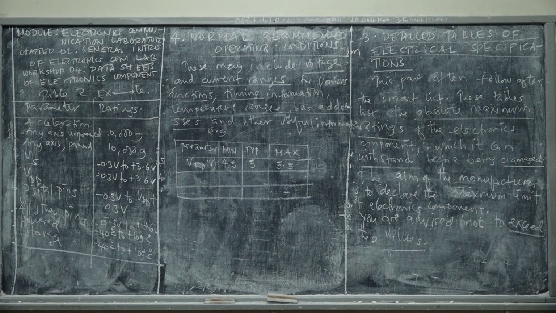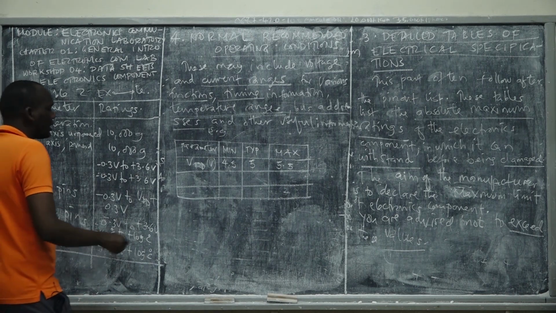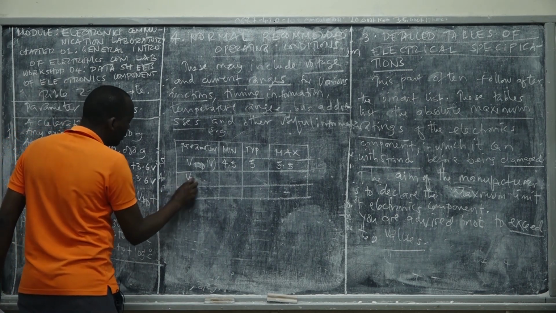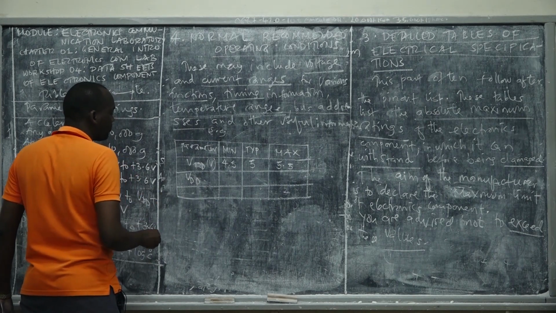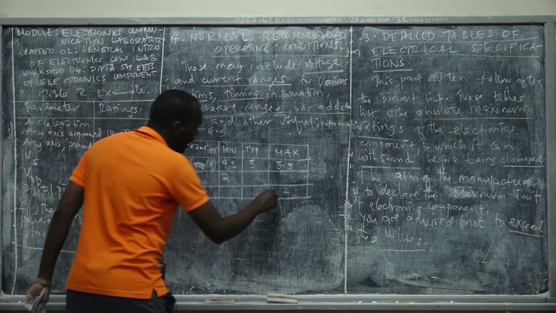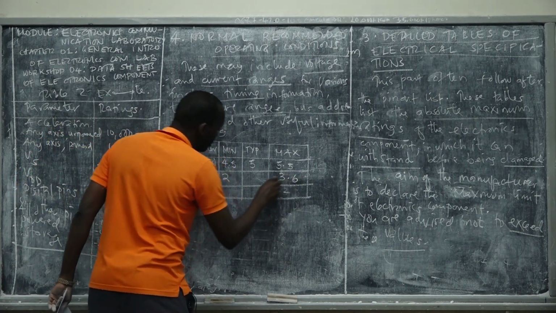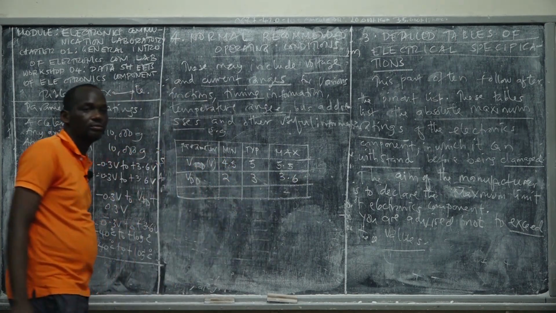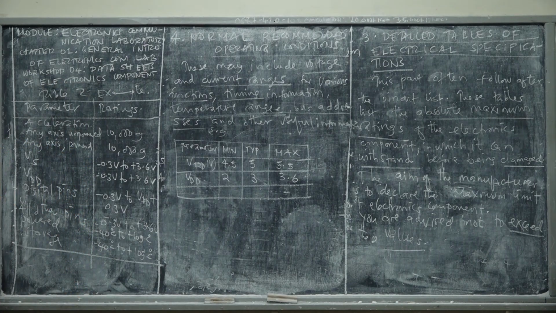Okay? So for instance, for the VDD of the accelerometer, minimum is 2 volt. Right? Maximum is 3.6 volt. Typical is 3 volt. Are we together? They are very important information.